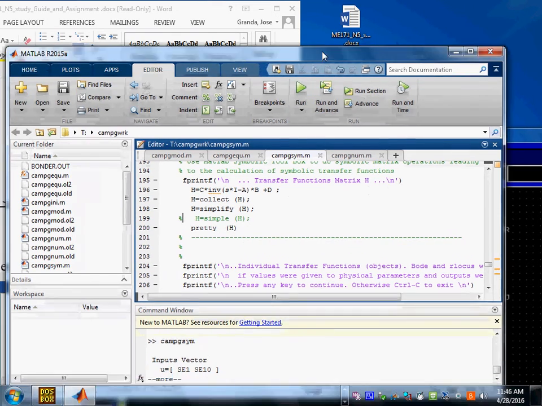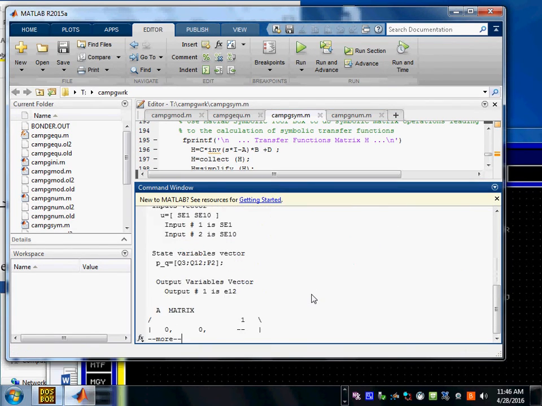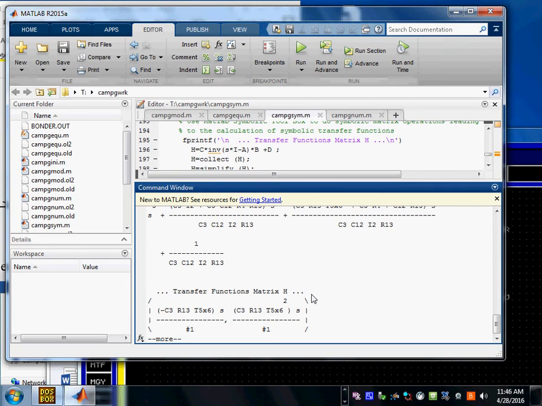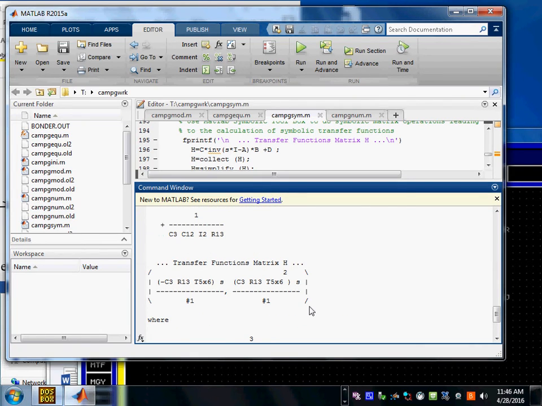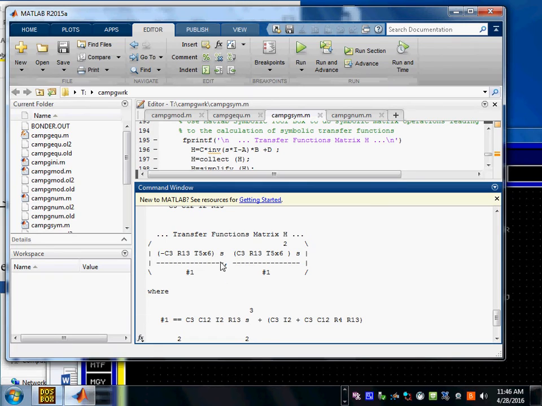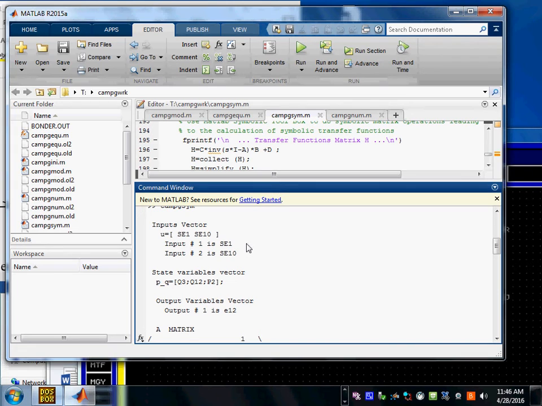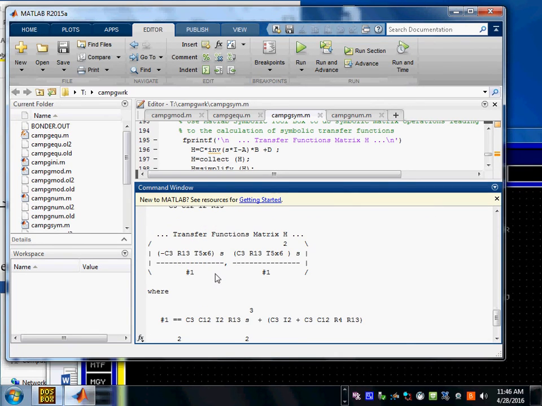If we run this, the objective is to find the transfer function between E sub 12 and the input. And so here we go, there are the matrices. And this is the transfer function matrix that we have. We have established the transfer function matrix right here. It has one for the first input and one for the second input. The first input is SE1, and the second one is this. So the one that we really care about is this one right here, and this is the denominator.